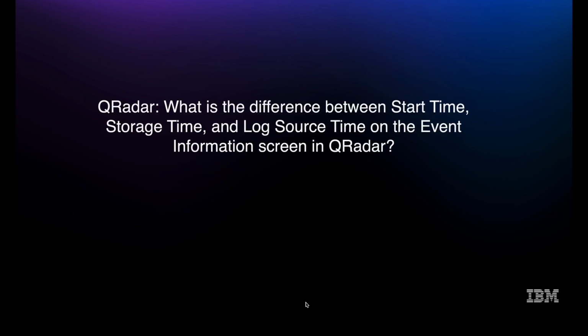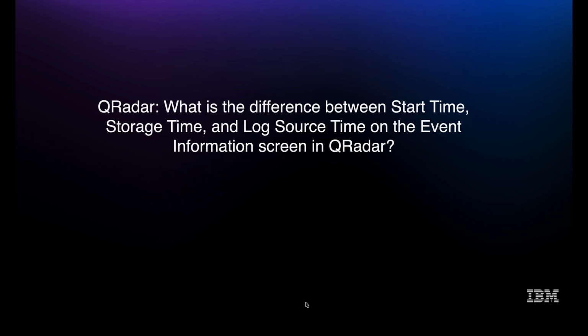In today's video, we will discuss the difference between start time, storage time, and log source time in the event information screen in QRadar. QRadar displays three different timestamps for each event reported to QRadar. These timestamps can vary based on when the event was generated, when it was received by QRadar, and when it was written to the disk.